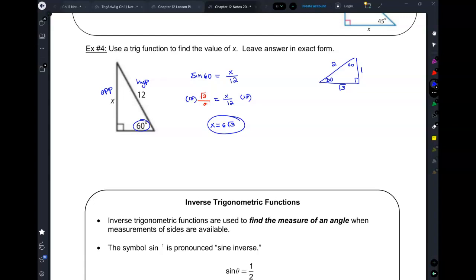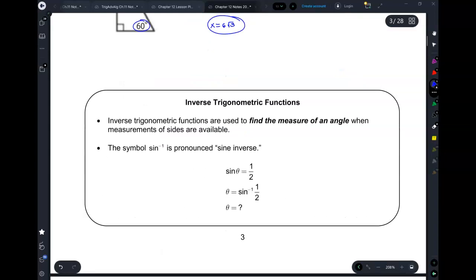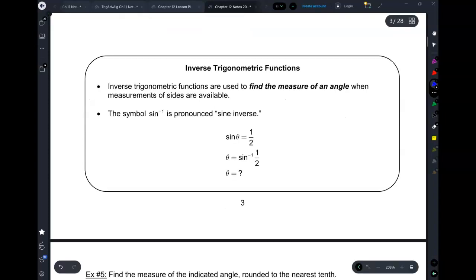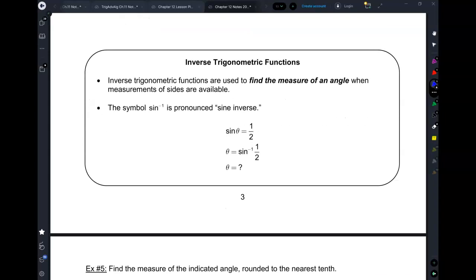Okay? All right. So, inverse trig functions. What if you were given all the sides, but you wanted to find the angles? Well, to do that, we use the symbol sine to the power of -1, but that's not how we read it. We read it as sine inverse or inverse sine. Okay? This is my honors class, so I do expect better than saying "sine to the -1 thing."